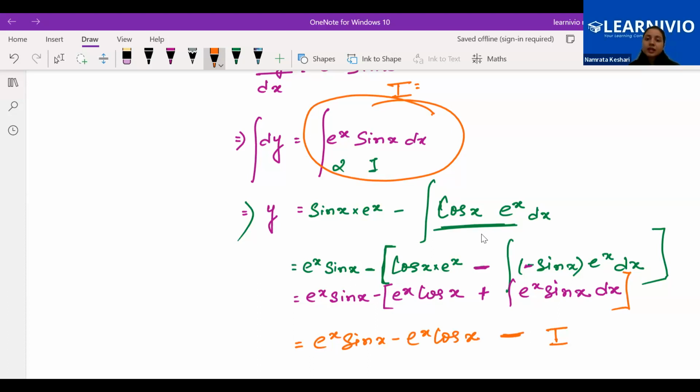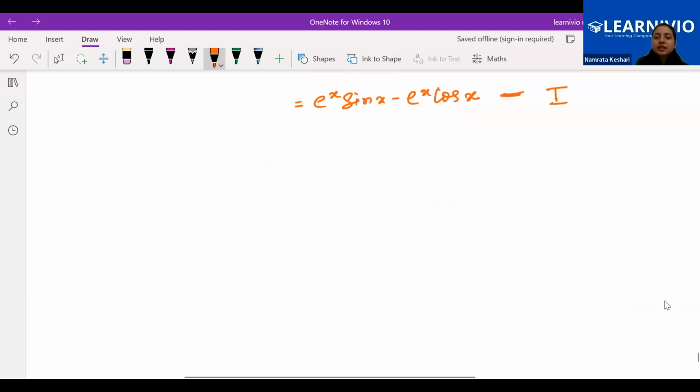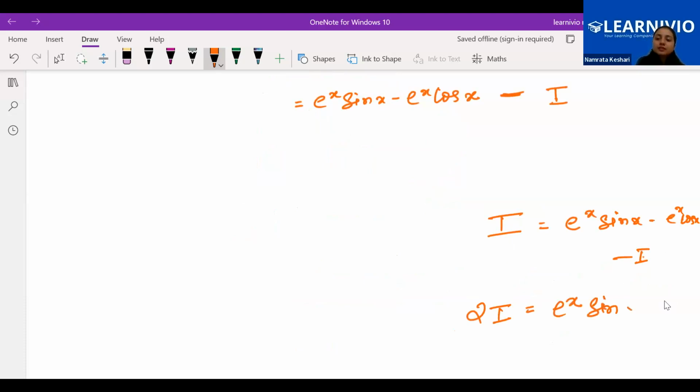Yes. And these all are the integration of I. Integration of I we started doing, and we ended up getting e to the power x sin x minus e to the power x cos x minus I. This I we will be transferring to that side. This will be I plus I, that is 2I. Here we'll be having e to the power x sin x minus e to the power x cos x. I is equal to 1 by 2, and e to the power x we can take out common. It will just be sin x minus cos x.